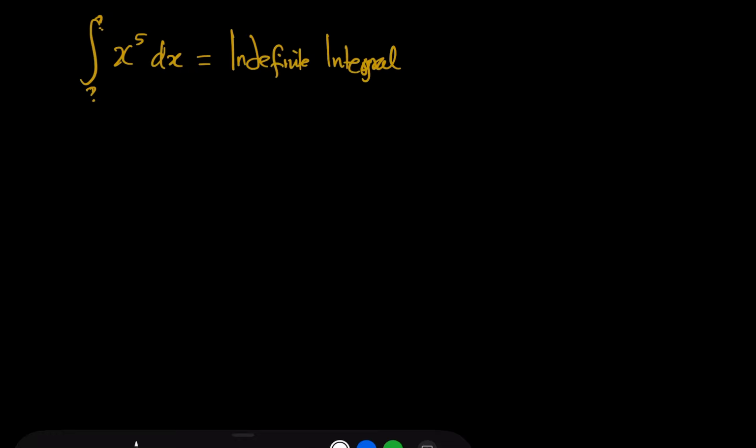imagine we have the integral of x to the power of 5 dx. Now, this type of integral is known as the indefinite integral. Why? Because it doesn't have any lower limit. There's nothing here and nothing there. So there's no lower limit and no upper limit, so it is known as an indefinite integral. If it has some numbers over here and there, then it becomes a definite integral. I think we'll get there and we will see something like that.